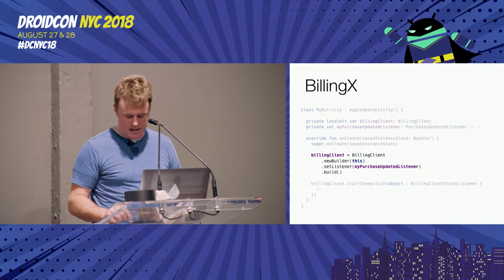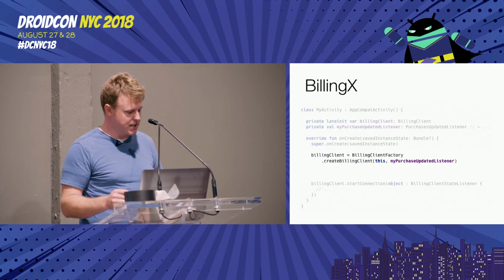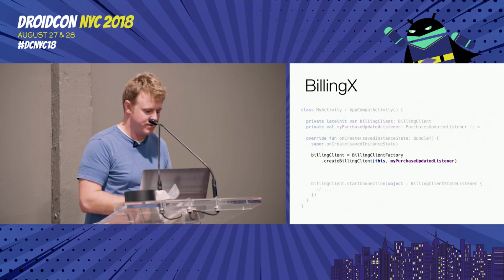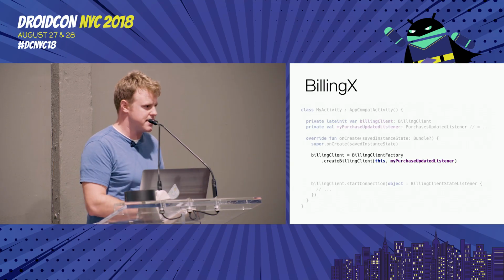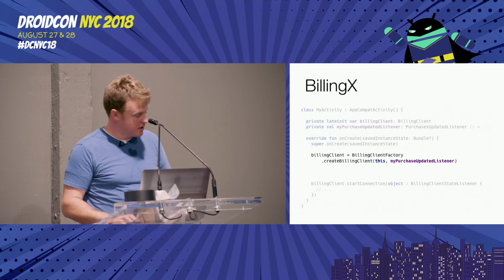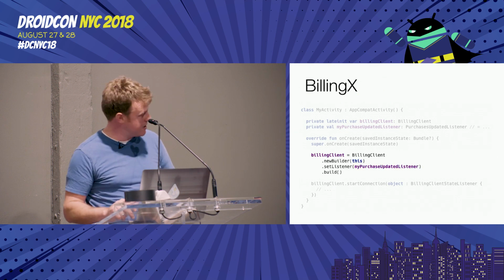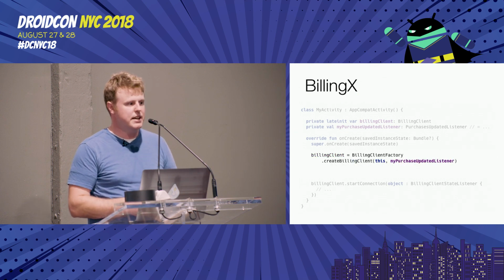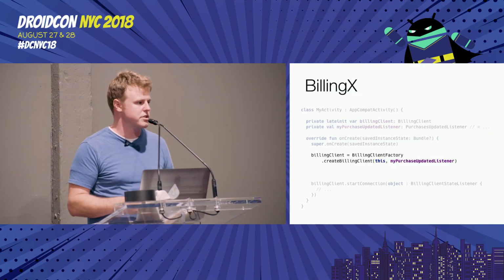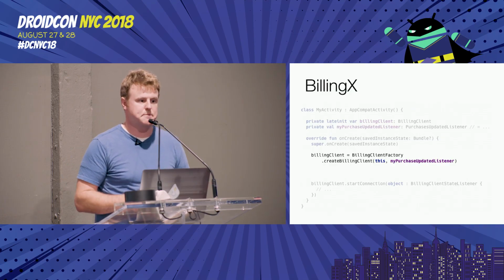Now, to use BillingX, we simply replace that billing client builder with a billing client factory, all right? And you pass that same context, that same purchase updated listener to this factory. So just to highlight how simple that was, we'll go back, take another look. That's all the code in your production code base that needs to change in order to use BillingX.